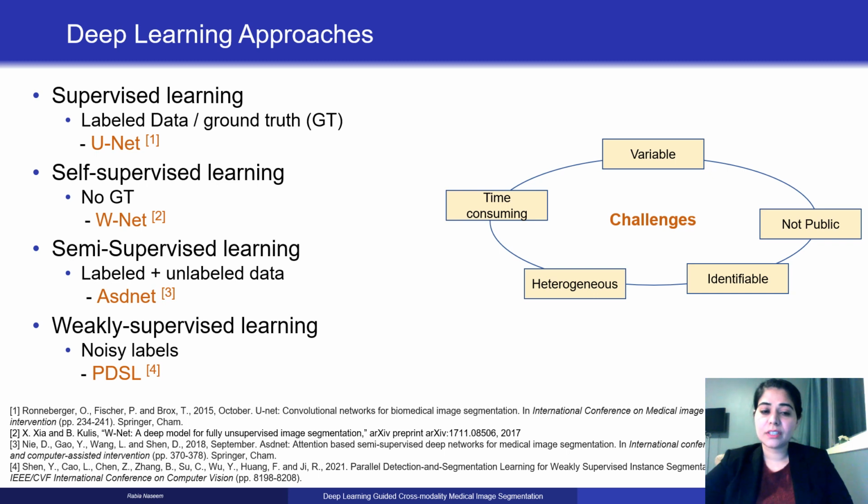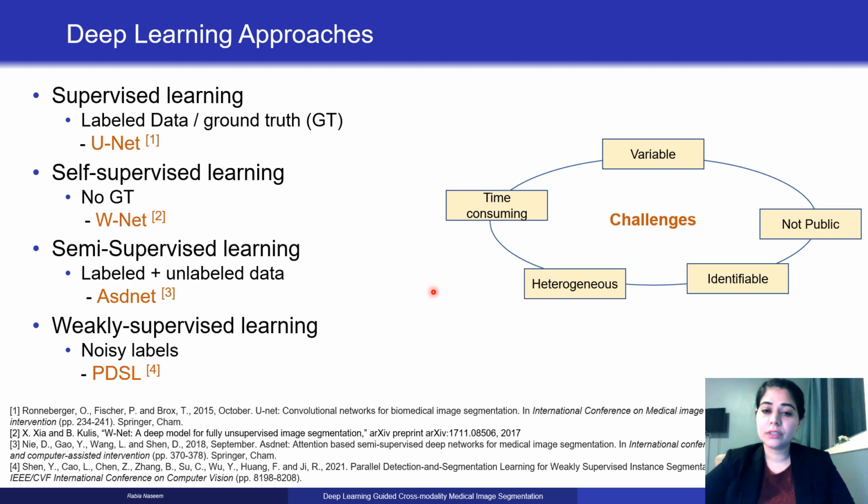Deep learning approaches can be divided into these types. For example, in case of supervised learning, a lot of ground truth or labeled data is required to train the network. In case of unsupervised learning, ground truth is not required at all. In the case of semi-supervised learning, labeled and unlabeled data both are used. And in case of weakly supervised learning, it uses noisy labels for training.